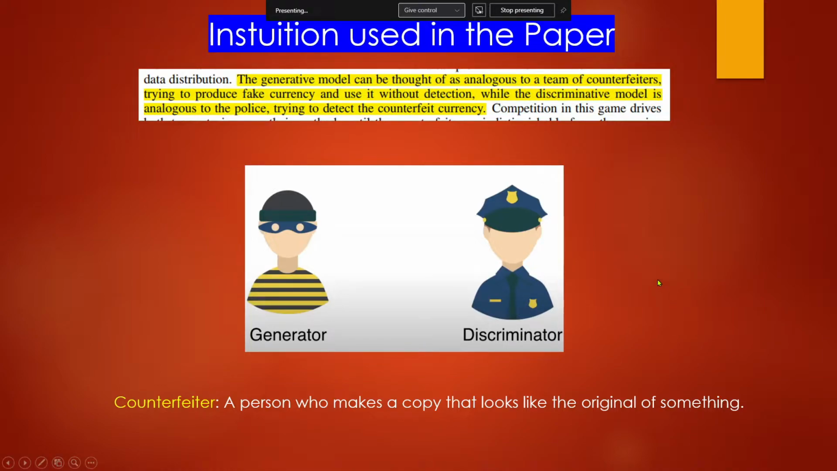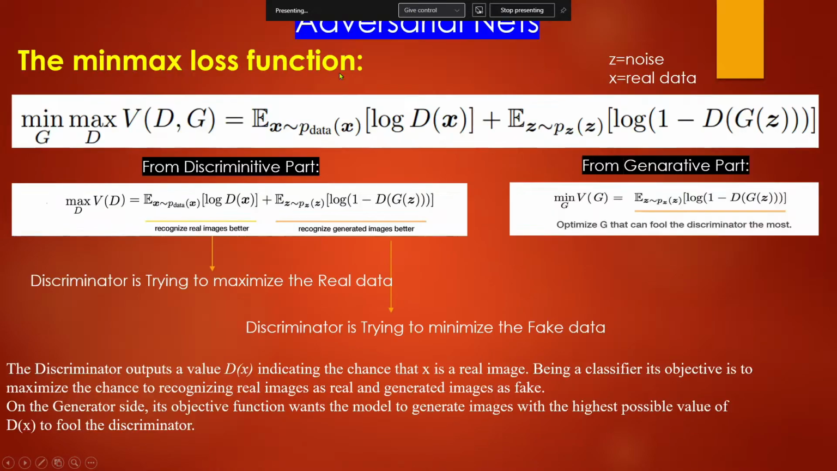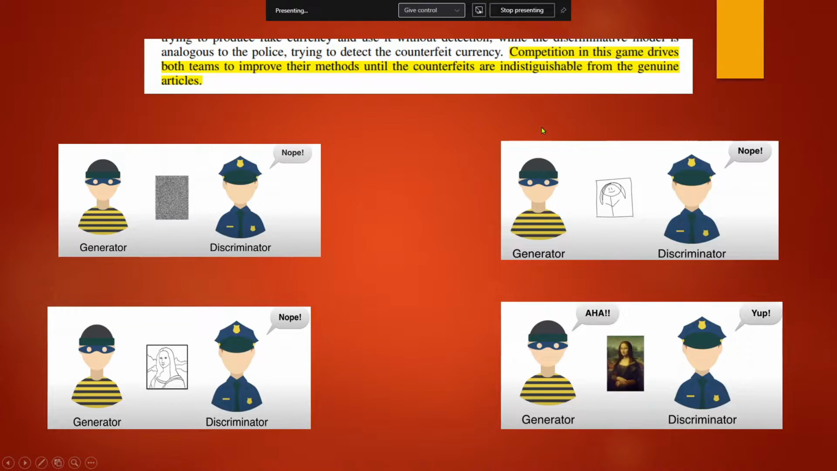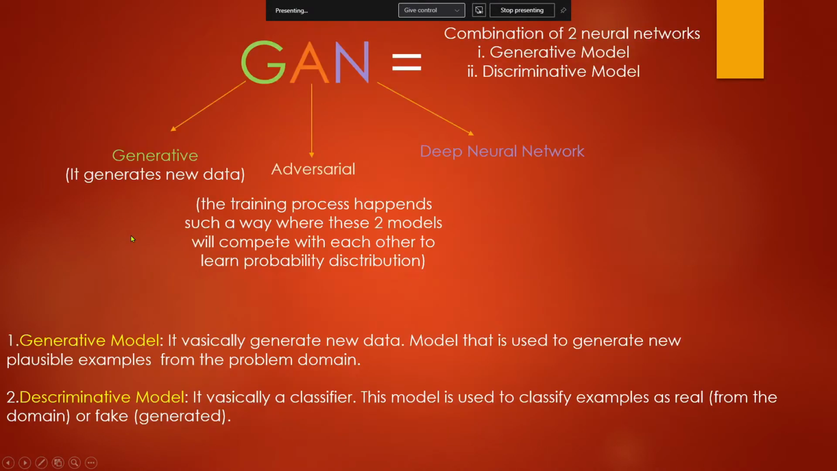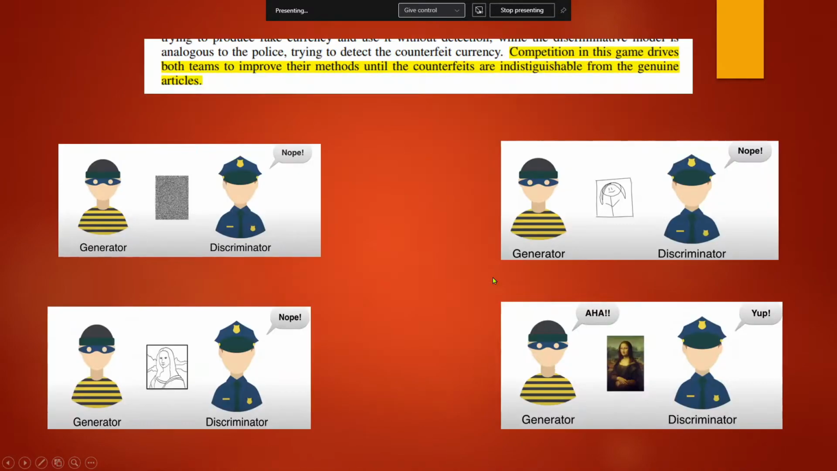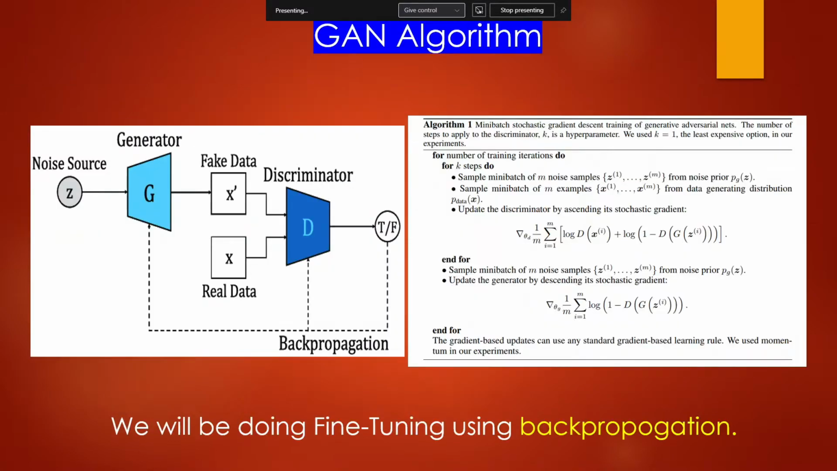I'm giving some other examples. Another point provided in the paper is that competition in the game drives both teams to improve their models until the counterfeits are indistinguishable from the genuine article. This has been taken from the paper as well. So I'm giving a simple illustration here. For example, this is the generator. We heard about the generative model and the discriminative model a few slides ago. How these two models compete against each other, we will see here. That's just an intuition. I will describe the math parts in more detail later.